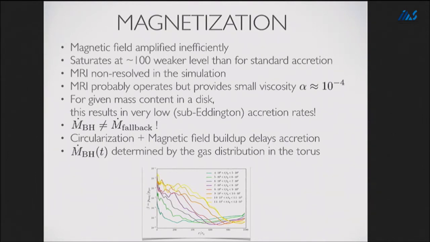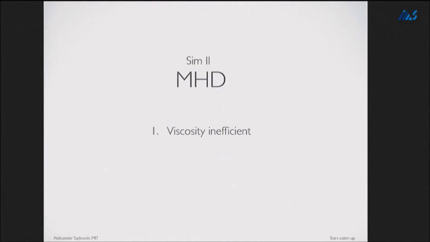What does it mean? We move gas close to the black hole, we generate this Polish donut torus, and we put in viscosity 10 to the minus 4. What accretion rate do we get? We get 100 times lower accretion rate than we would get for typical viscosity 10 to the minus 2. So this may suggest that the accretion rates that we ultimately get from the circularized disk will be very low. The bottom line, or the takeaway point from the MHD simulation, is that viscosity is probably inefficient.